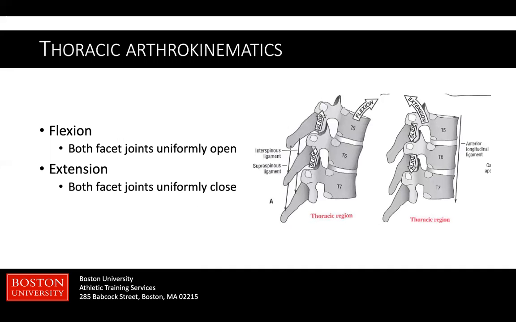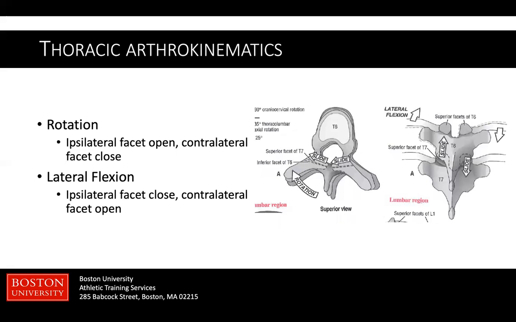When we look at the kinematics here, arthrokinematically in the thoracic spine is very similar to the lumbar spine, in which we expect there to be uniformity in the opening and closing of the bilateral facet joints as we flex and extend. So as we flex, we expect uniform opening of those joints, and as we extend, we expect uniform closing of those joints. And then looking at rotation, for rotating to the right, for example, we would expect there to be right side facet joint opening with left side facet joint closing.